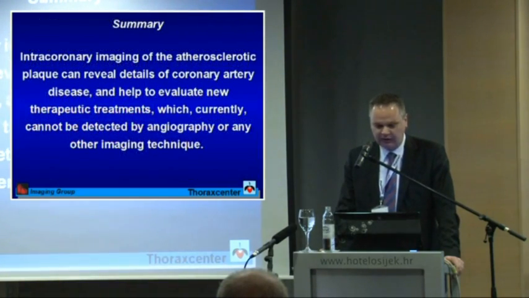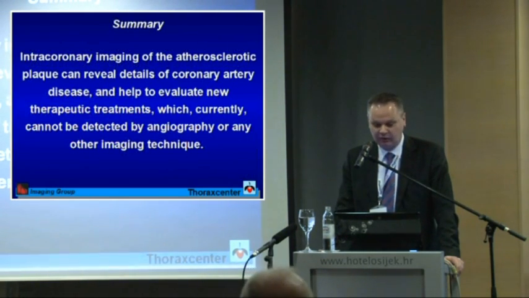So in summary, intracoronary imaging of the atherosclerotic plaque can reveal details of coronary artery disease and help to evaluate new therapeutic treatments which currently cannot be detected by angiography alone.